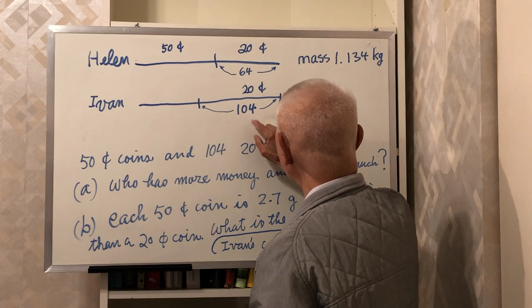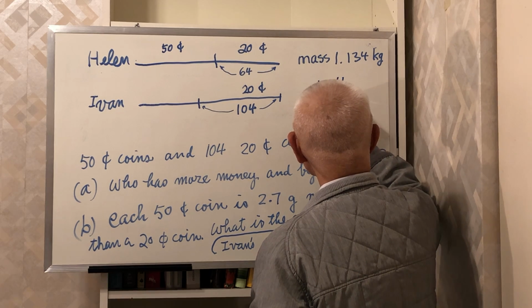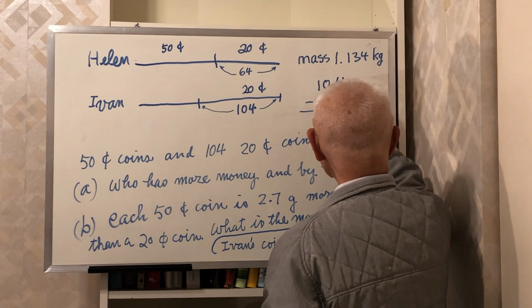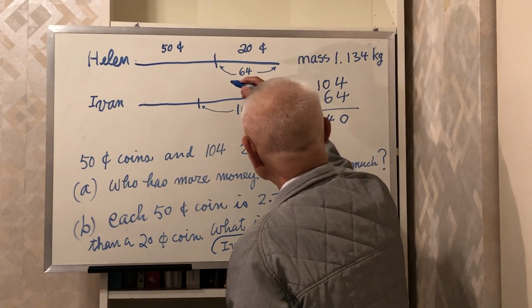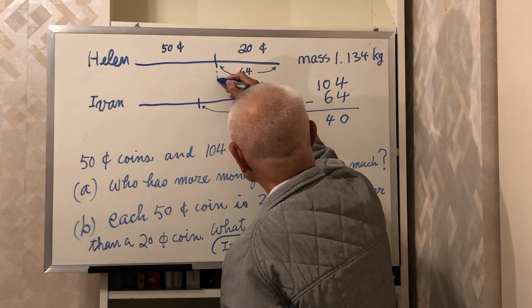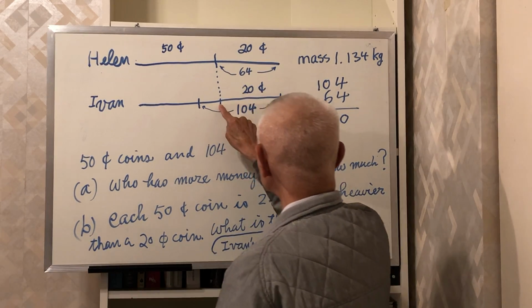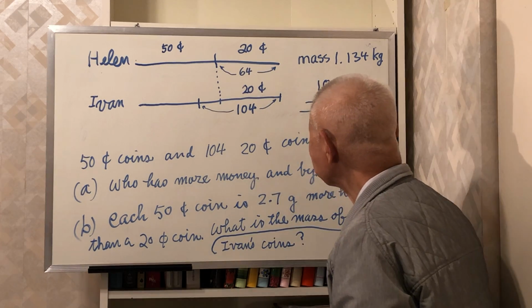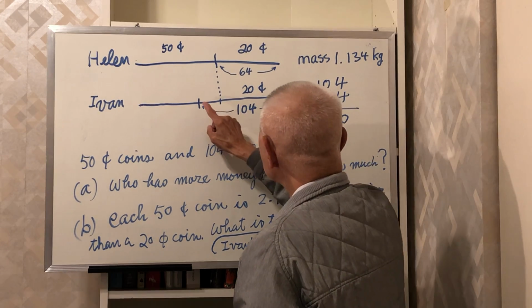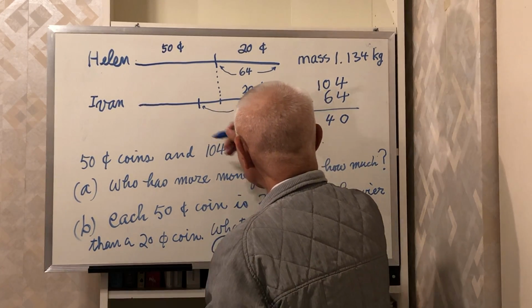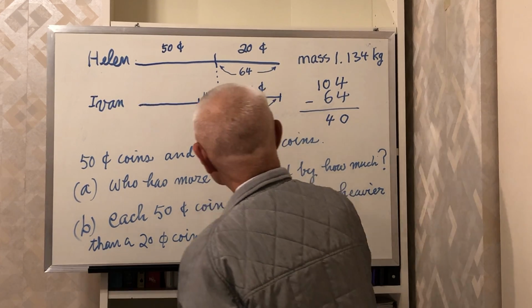What's the difference between 104 and 64? What's the difference? 40. So if you draw a dotted line here, that means from here to here is 64. But from here to here is 104. Therefore, the difference, 40, should be from here to here. So this length is 40. All right.